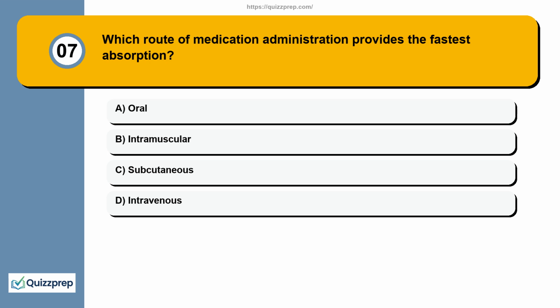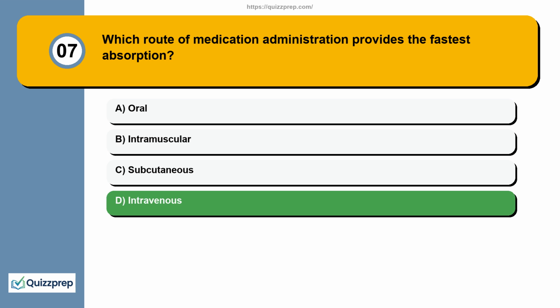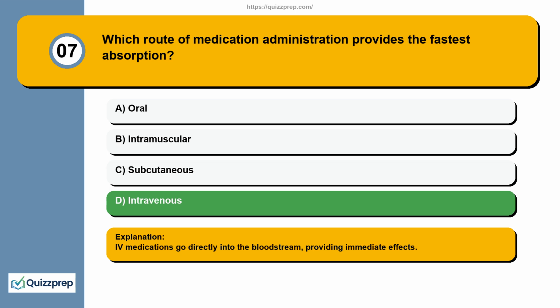Question 7. Which route of medication administration provides the fastest absorption? Here are your options. Option A. Oral. Option B. Intramuscular. Option C. Subcutaneous. Option D. Intravenous. The correct answer is option D. Intravenous. Explanation. For intravenous medications, the drug goes directly into the bloodstream, providing immediate effects.